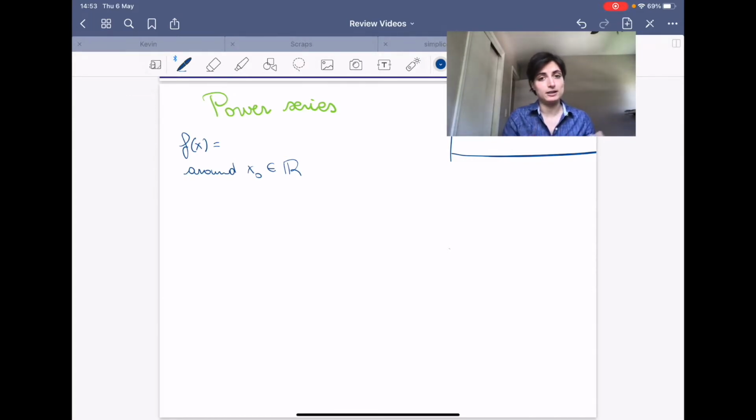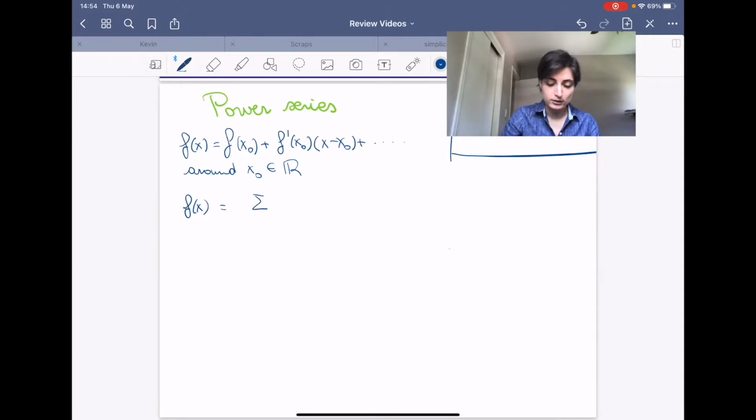So we know that f at x can be written as f at x0 plus f prime at x0 times x minus x0 plus other terms. If this function is analytic, it means that the Taylor series converges to the function in a neighborhood of x0. Why is this useful? Because then we can approximate f, at least locally, by a power series of f.